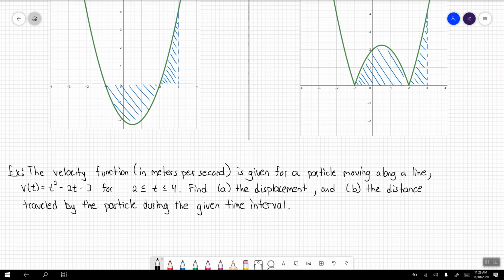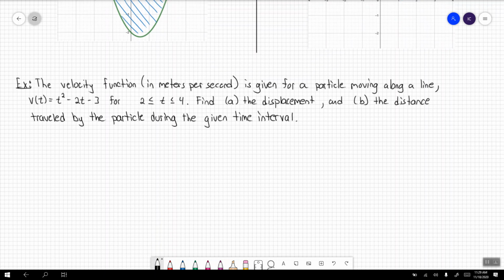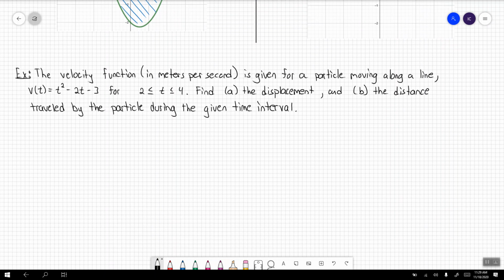Here's the question we're going to be working with. The velocity function in meters per second is given for a particle moving along a line. This particle is just moving along a line, and we're able to track its velocity. Its velocity function is v of t, given as t squared minus 2t minus 3, for the time interval between 2 and 4. We want to find two different parts. Part A, we want to find the displacement, and part B, we want to find the distance traveled by the particle during the given time interval.